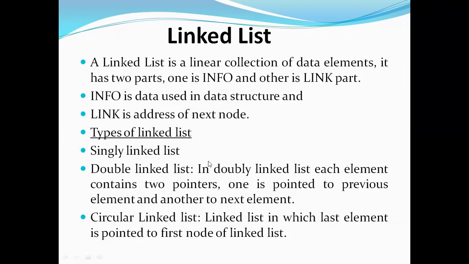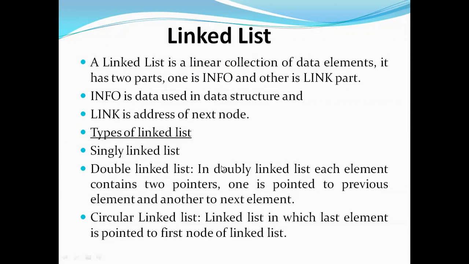So a linked list can be a single linked list, double linked list, or circular linked list. Single linked list means the first element has the link of the next element. Double linked list means the element has the address of the next element as well as the address of the previous element. And circular linked list means the last element of the linked list is joined again to the first element of the linked list. So this is what single, double, and circular linked lists are.